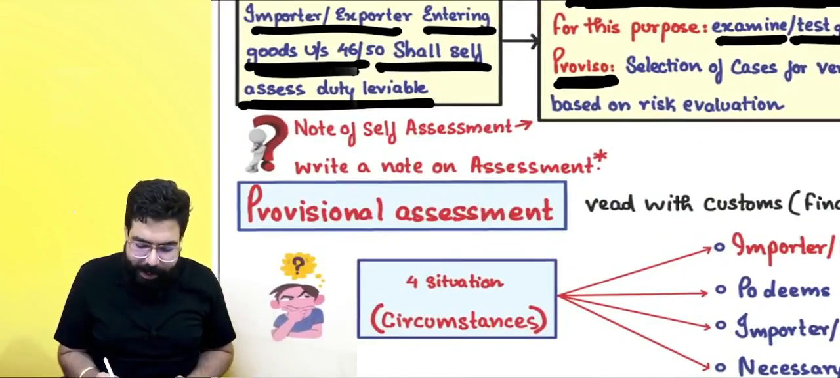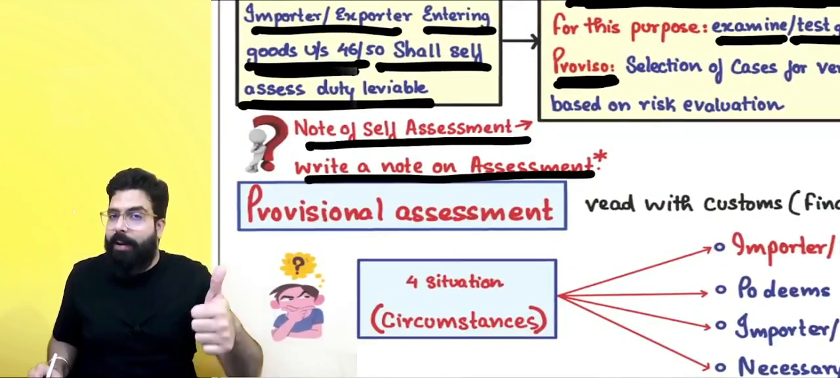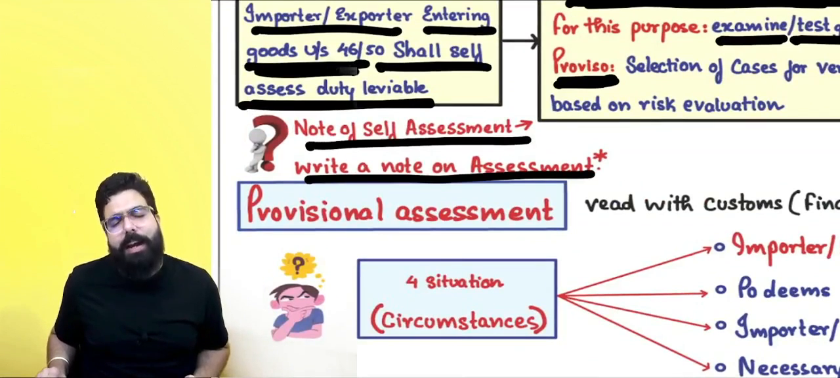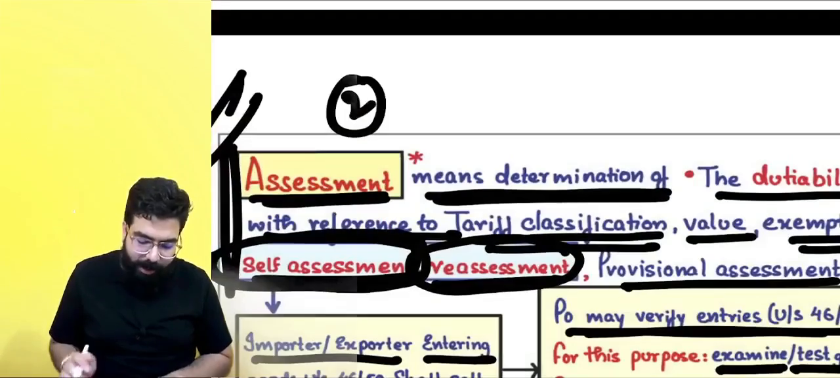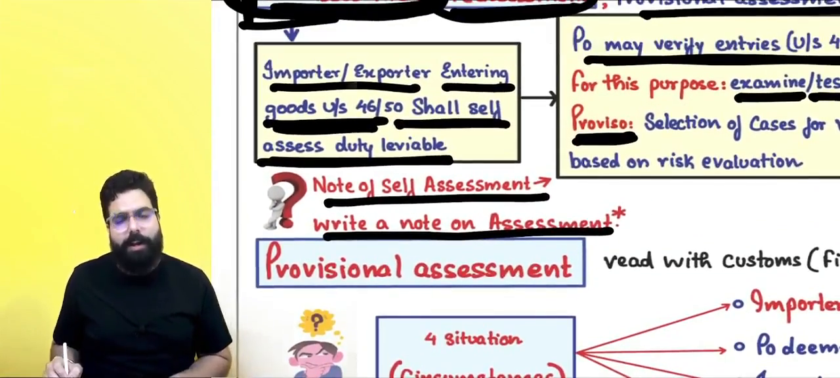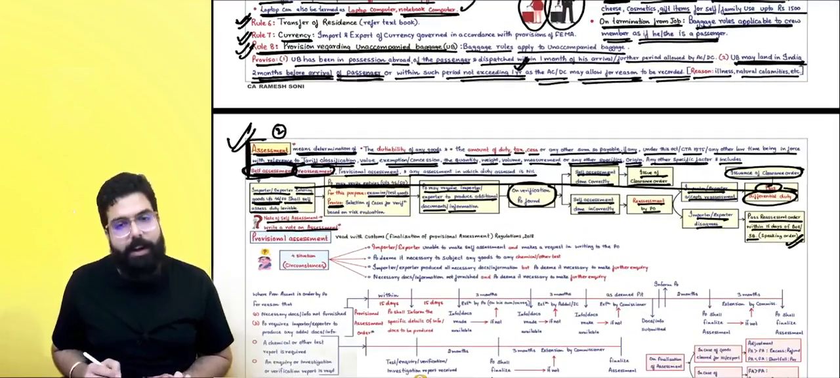Okay, sir. They can ask you in the exam: write a note on self-assessment. They can also ask you a question: write a note on assessment. If they ask you to write a note on assessment, write these 3 lines. If they tell you to write a note on self-assessment, you can write the complete thing.